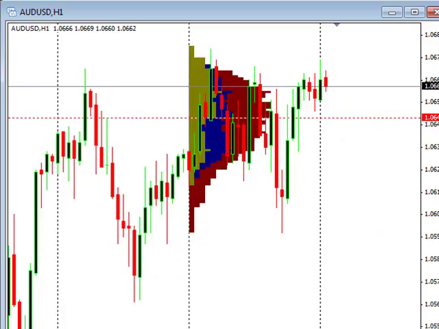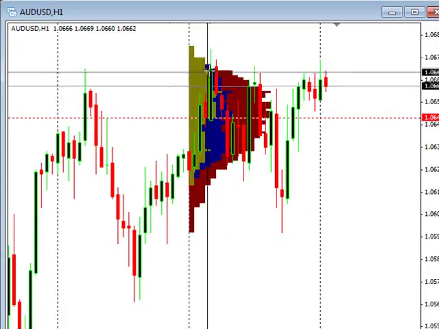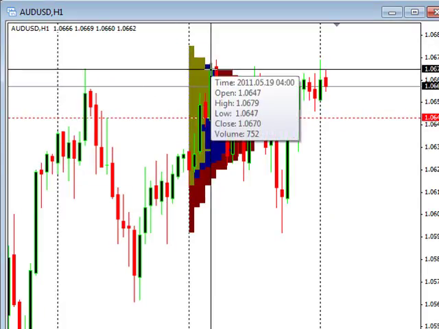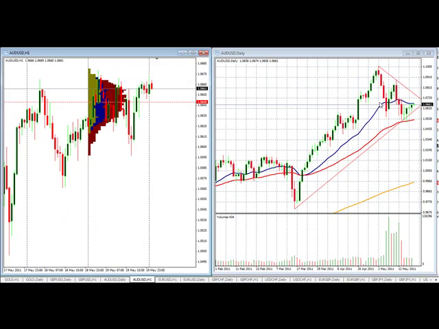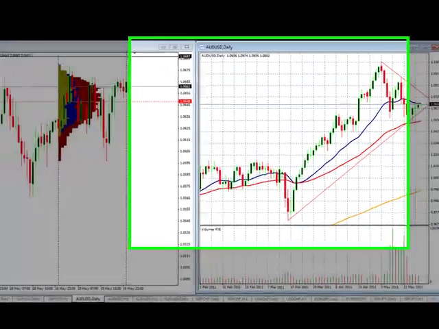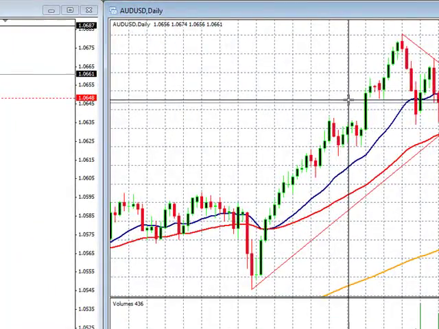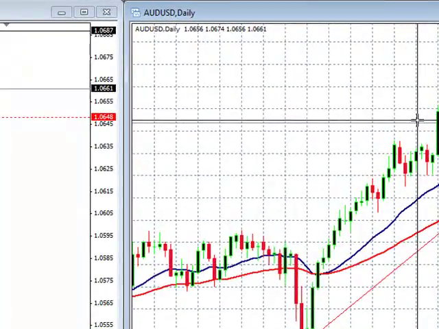What do we need to get above? We need to get above 106.70-ish to get above this congestion and move higher. On the daily though, where's that 20 moving average? Basically the same area. How about that?